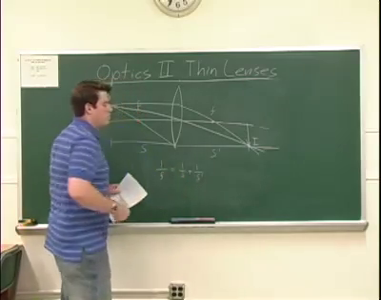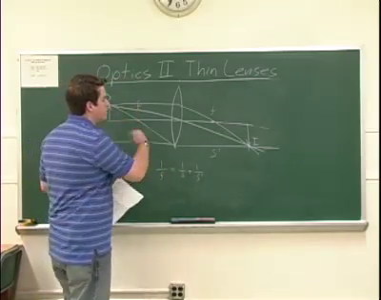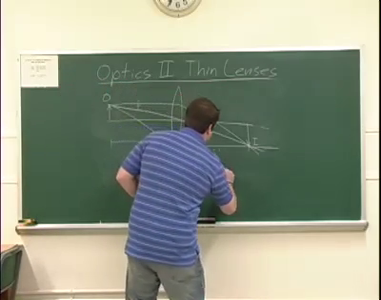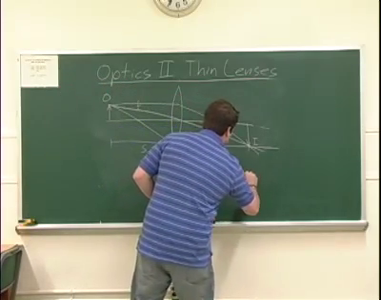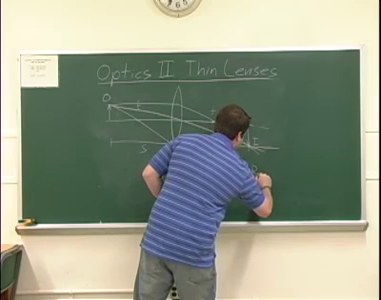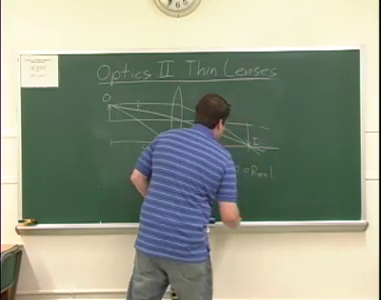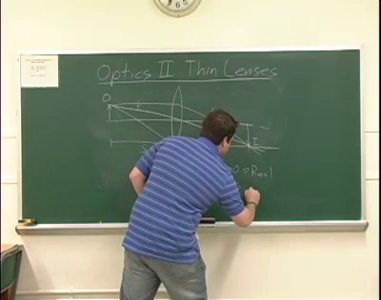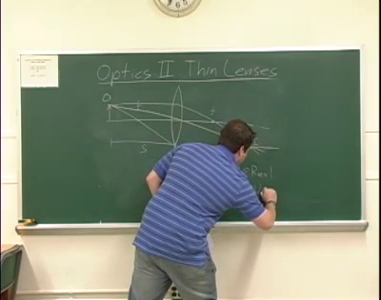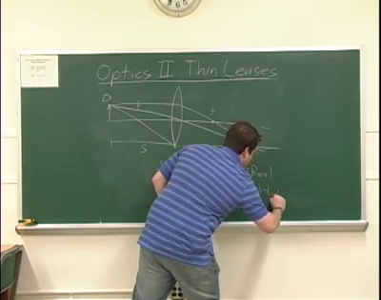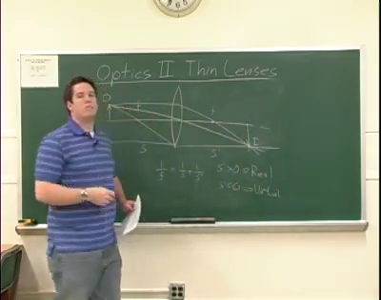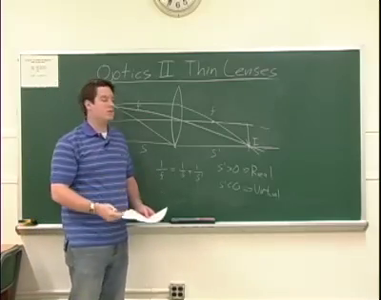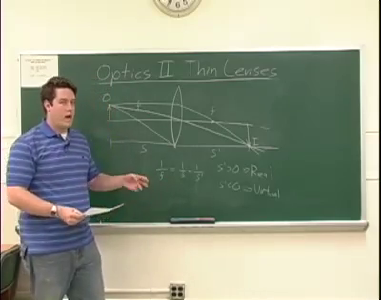The image can fall into two different categories. The first, as we see here, is called a real image. This is when s prime is greater than 0. The other case is called a virtual image. This is where s prime is less than 0. A real image you can project onto a screen, and you can, say, make another focused image. A virtual image, you cannot do that.